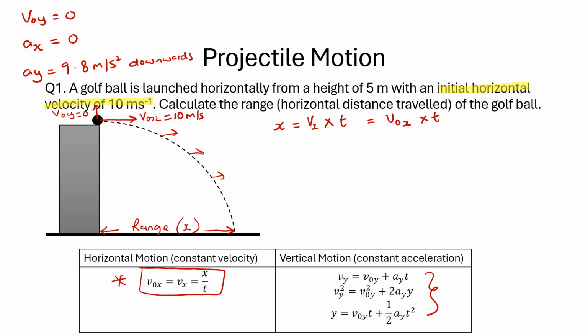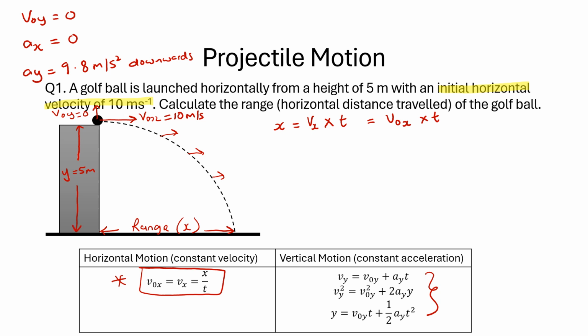Because I know the height of the cliff, let's call this a cliff, I know the value of y. You can call this xy or y, so let's leave it as y for now. So y is equal to 5 meters. So this is the value of y.